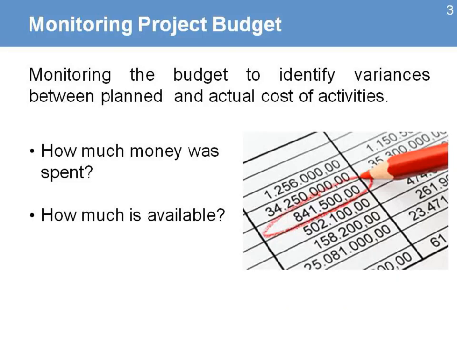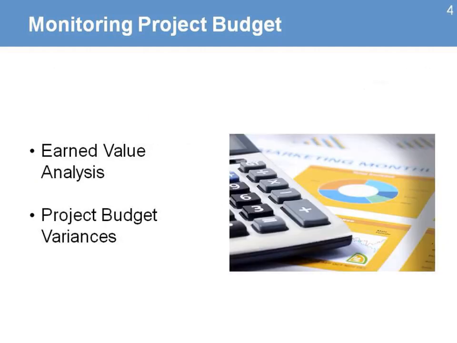Monitoring the budget. Monitor the budget to identify variances between planned and actual cost of activities. There are two questions we're going to ask in this step: how much money was spent and how much more is available. After all, it's important to know if we've got the funds that we need in order to complete all the project activities.